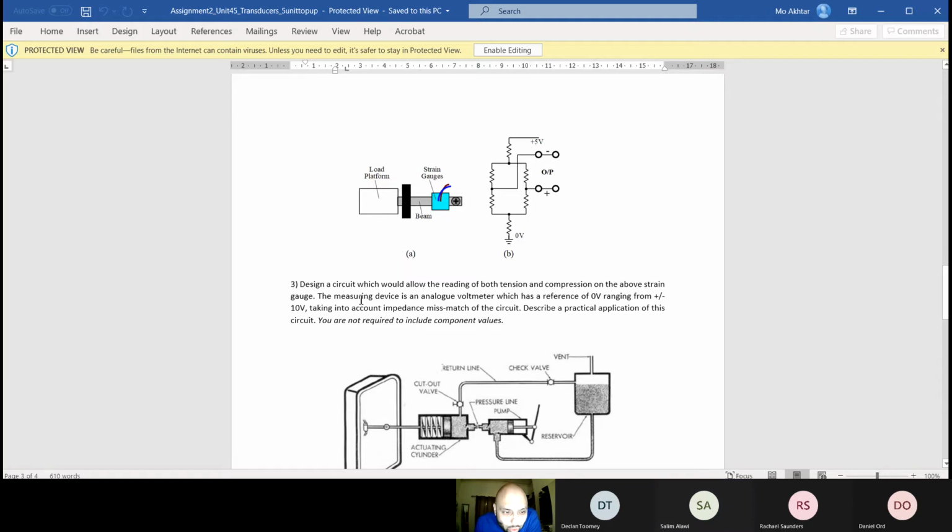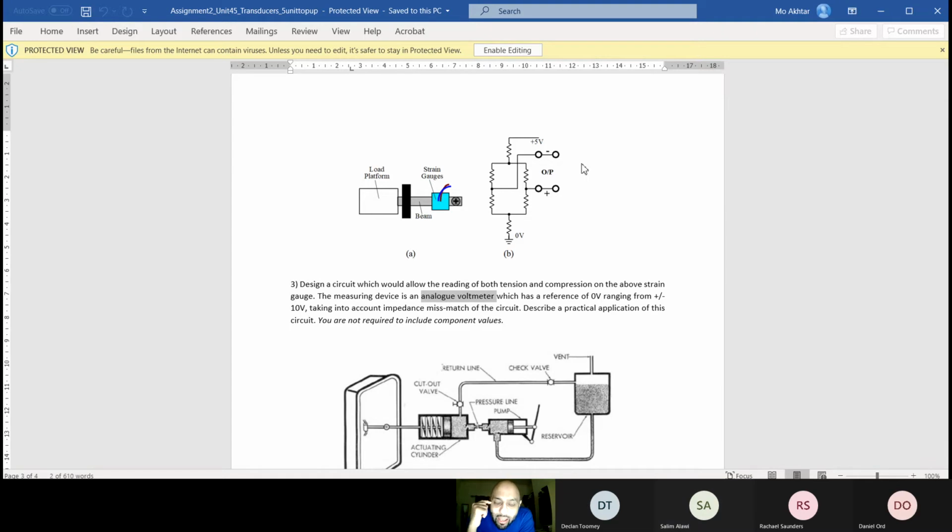Now listen carefully. Look at the wording. This is a bit tricky here. The measuring device is an analog voltmeter which has a reference of 0 volts ranging from plus or minus 10 volts. Now that's a measuring device. It's not the output of here. You'll find that the output of a Wheatstone bridge is very small, so you've got to include an amplifier. You okay with that? Now with that amplifier, you've got to include something called a buffer.